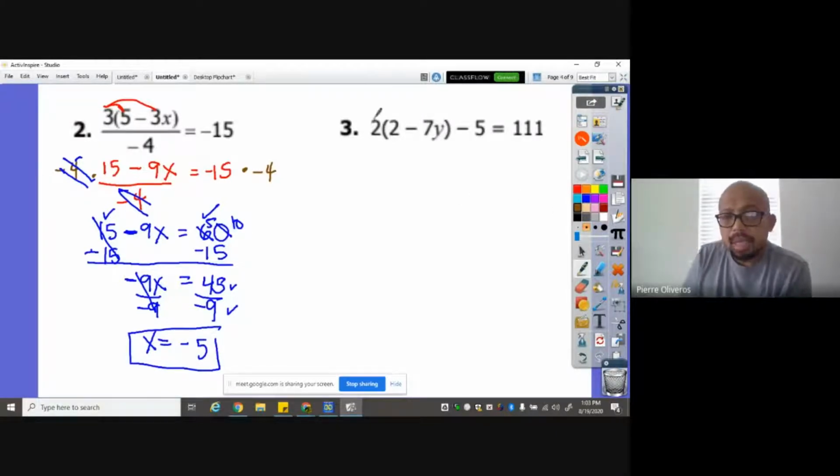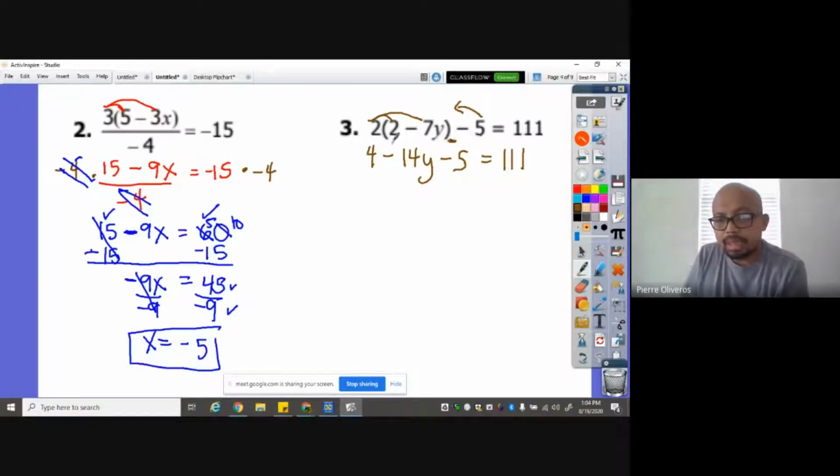Next, number 3. I have a 2 outside, so I'm going to distribute this one. 2 times 2 is 4. 2 times negative 7 is negative 14y. Minus 5 is equal to 111. If you notice, I did not distribute the 5 to the quantity because 5 is not directly outside the quantity. Basically, this quantity is being subtracted by 5. So you're not multiplying it.